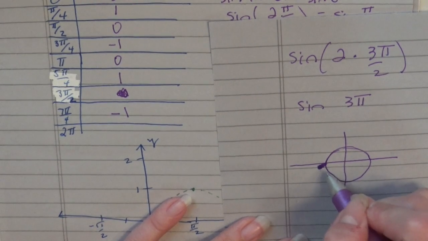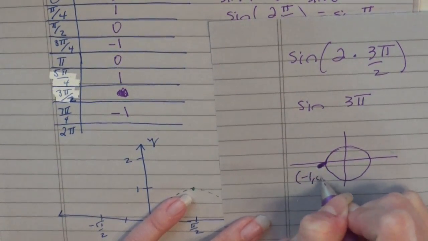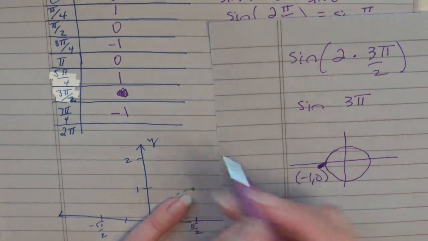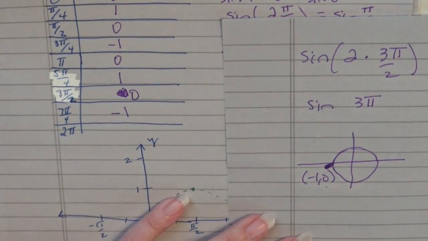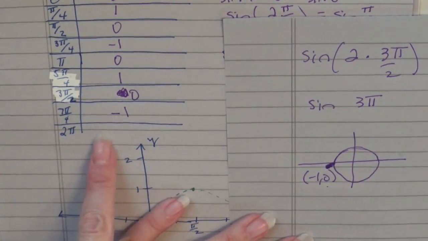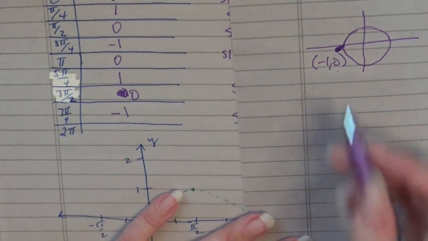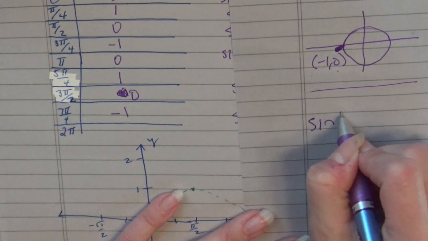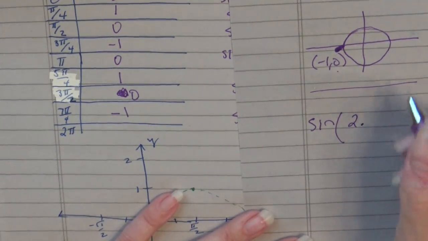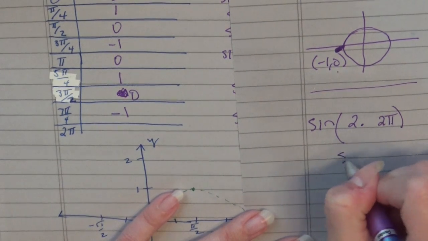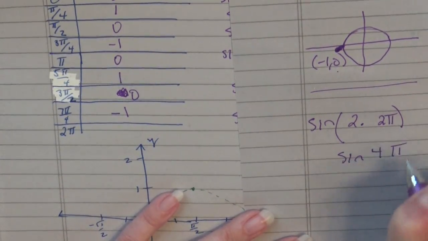I'm sorry, that's not right. What's the sine? This is at negative 1, 0. Sine of 3 pi would be 0. Alright, and then finally 2 pi, we're going to do sine of 2 times 2 pi. That's going to be sine of 4 pi.